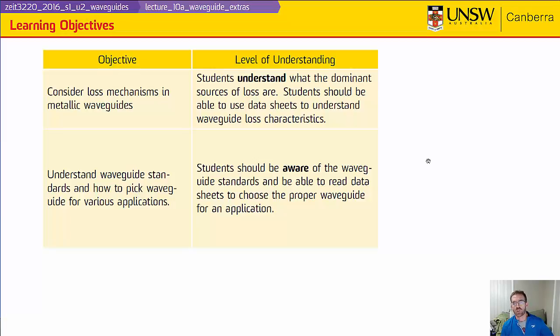The objectives for this are pretty straightforward, and they're really just knowledge-based objectives. So we want to understand what the loss mechanisms are in metallic waveguides, so you should understand what those dominant sources are. You should be able to use data sheets in order to understand the loss characteristics for any particular waveguide. And then we also want to understand the waveguide standards and how you pick waveguides for various applications. So you should be aware of these and be able to read the data sheets to choose the proper waveguides for an application.